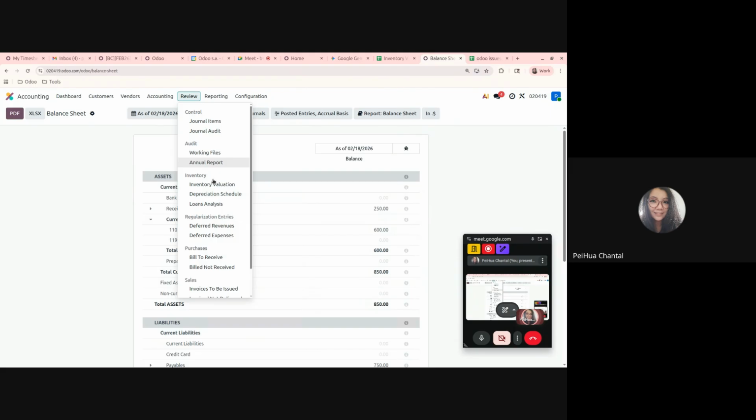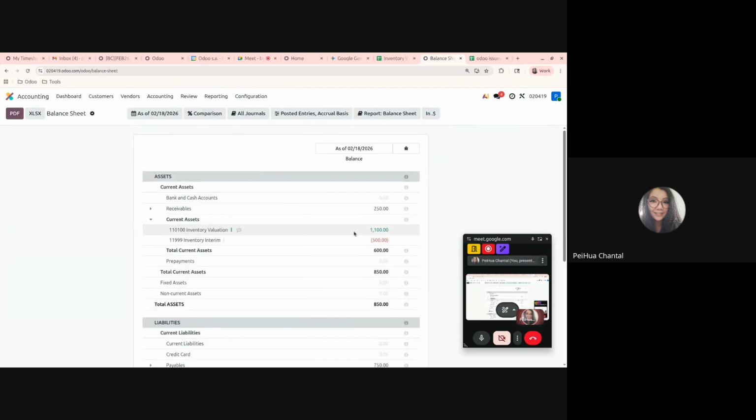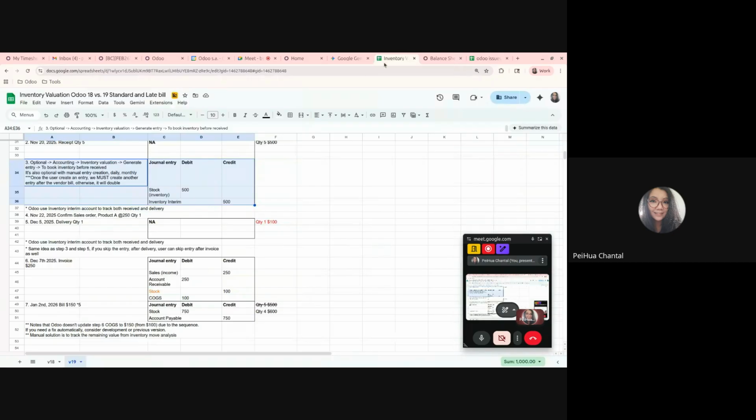We're in the review valuation and you can generate it. So it debits the valuation again for you. That way it increases 1100.